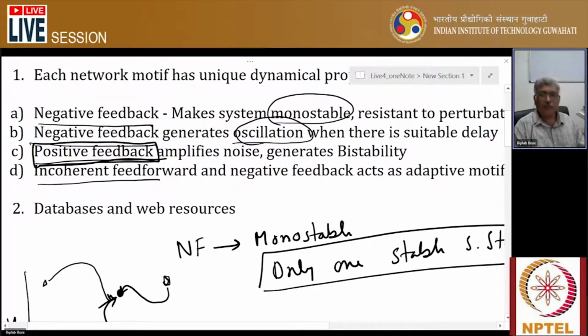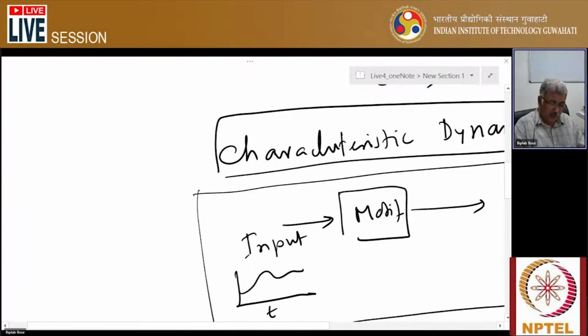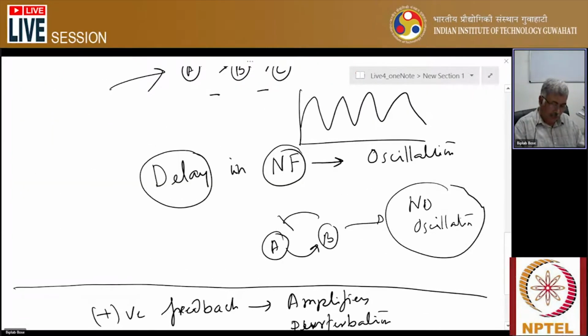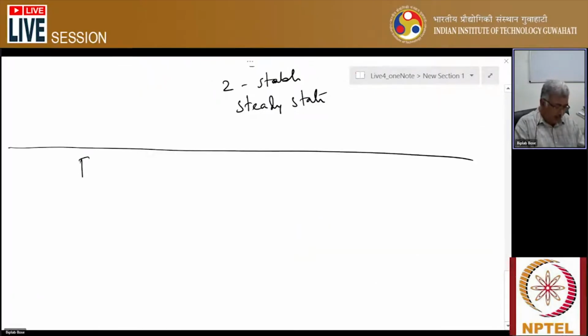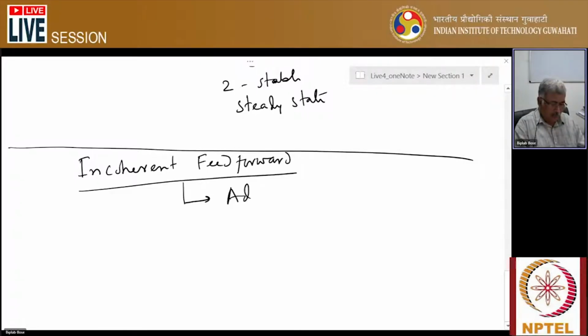Let me discuss the last important point in motifs, which is the incoherent feed-forward. Incoherent feed-forward is a motif which gives rise to adaptive behavior, right? So what is that? Incoherent feed-forward gives rise to adaptive behavior.